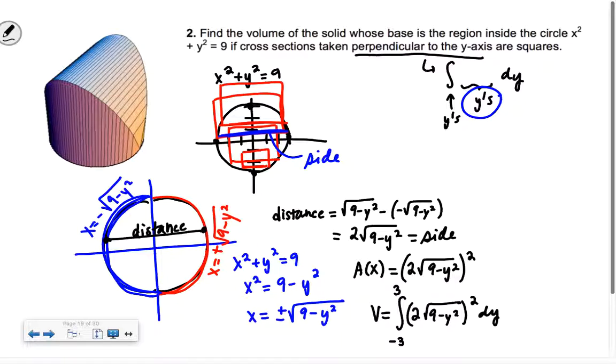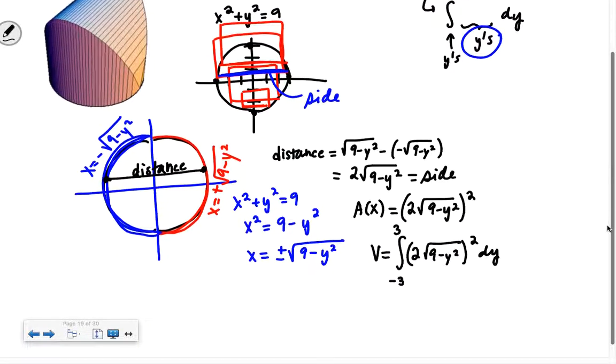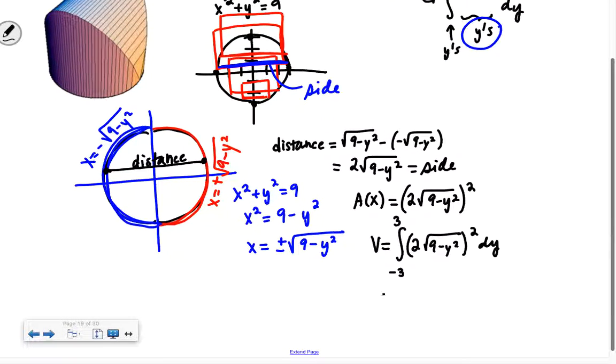Okay, so whenever it says perpendicular to the y-axis, we integrate everything with respect to y. Perpendicular to the x-axis, everything with respect to x. And so then we get our answer. This one would be pretty easy to do by hand. You could also use symmetry. Do you guys see how we could use symmetry to help us? Yeah, so we could have 2 on the outside and go 0 to 3. And then when we're squaring this, we end up getting 4 times 9 minus y squared, which would be pretty easy to do by hand. But you can also use your calculator if you want to.